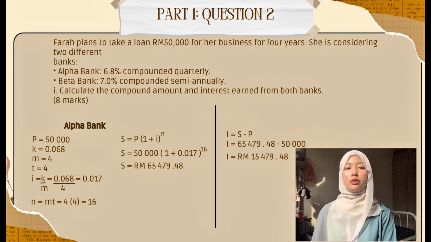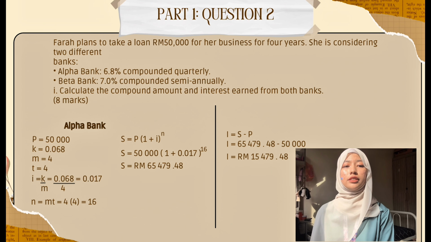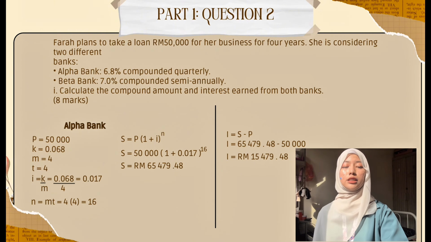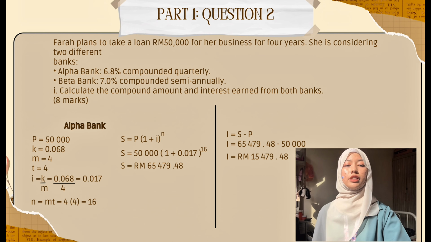Now I substitute into the compound amount formula. The compound amount formula is S equals P in bracket 1 plus i to the power of n. I take 50,000 ringgit multiply it by 1 plus 0.017 raised to the power of 16. The final amount is 65,479 ringgit and 48 cents. To find the interest, I subtract the principal from the final amount. So the formula for interest is I equals S minus P. So the interest charge is 50,479 ringgit and 48 cents.